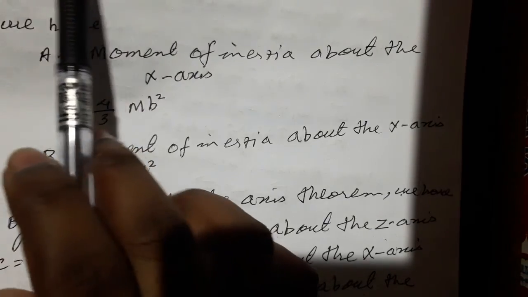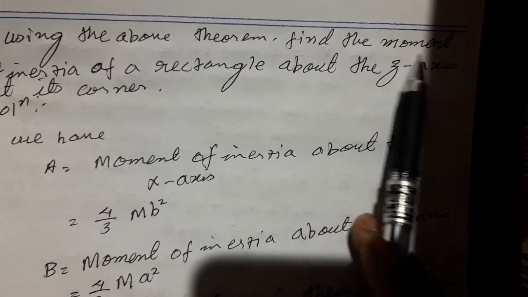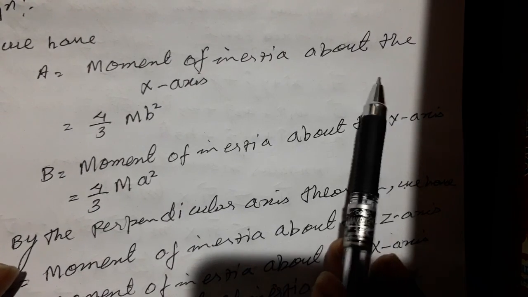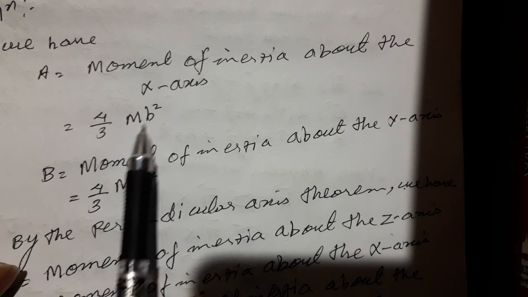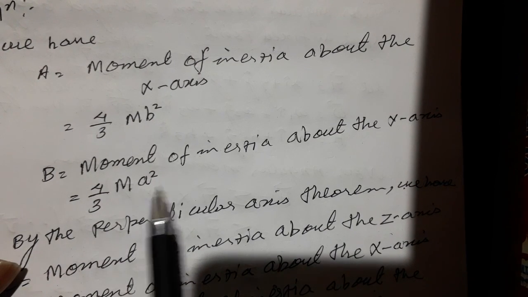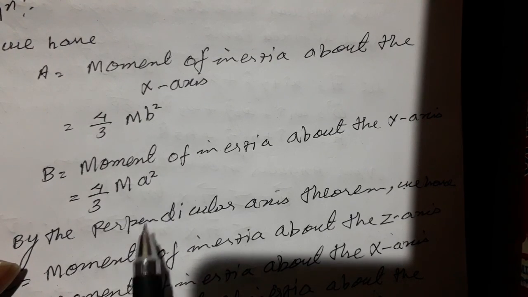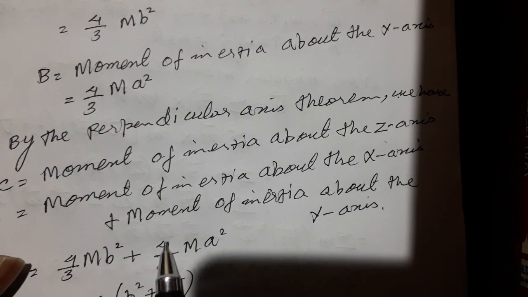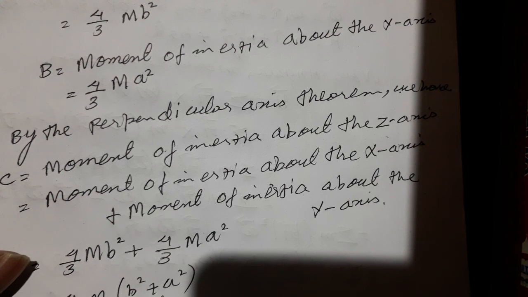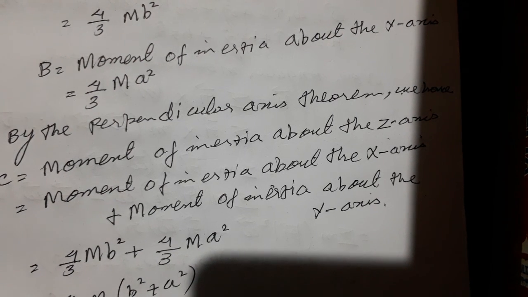Now using this theorem, I'll explain one question. By using the above theorem, we have to find the moment of inertia of a rectangle about the z-axis at its corner. The moment of inertia about the x-axis at its corner is 4 by 3 m b squared, and the moment of inertia about the y-axis is 4 by 3 m a squared. Then by the perpendicular axis theorem, the moment of inertia about the z-axis is A plus B, so we have 4 by 3 m b squared plus 4 by 3 m a squared, which is 4 by 3 m times a squared plus b squared. That is the moment of inertia about the z-axis. Thank you.